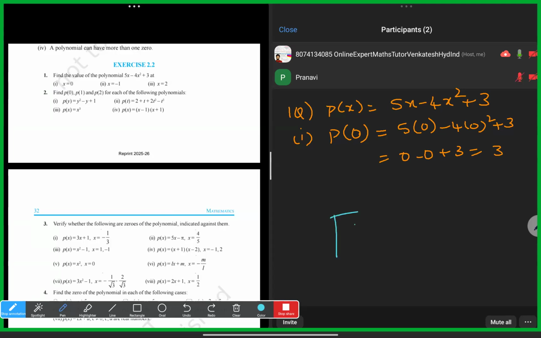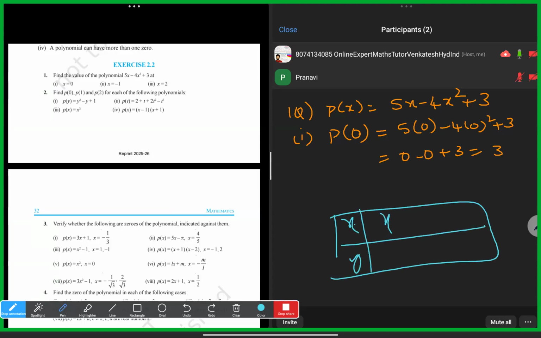It's like this, Pranavi. In the linear equations chapter, we used to keep x and we used to find out y. Here this p of 0 is like y. This 3 is like the y value, and x we are keeping 0. When x is 0, y is 3, like that.